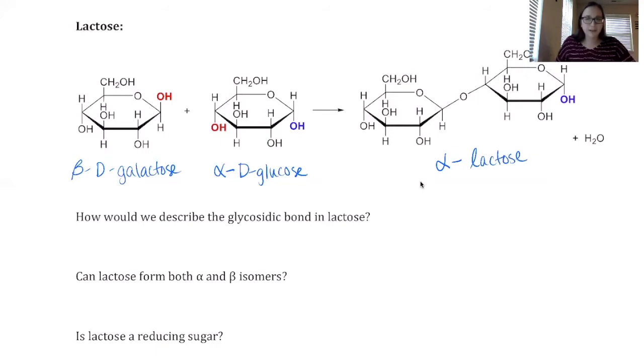So it's alpha lactose because carbon number 1, this carbon over here with the hydroxyl, does not have a glycosidic bond there. It is our free alcohol and it is in the alpha position. Therefore, this overall is alpha lactose.